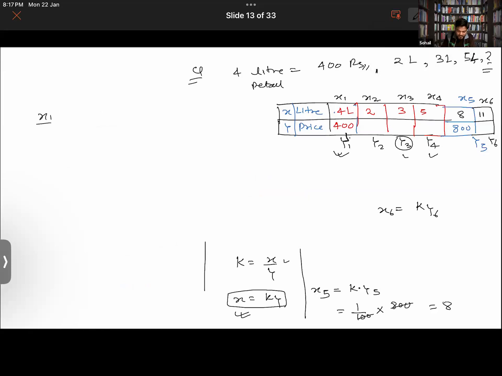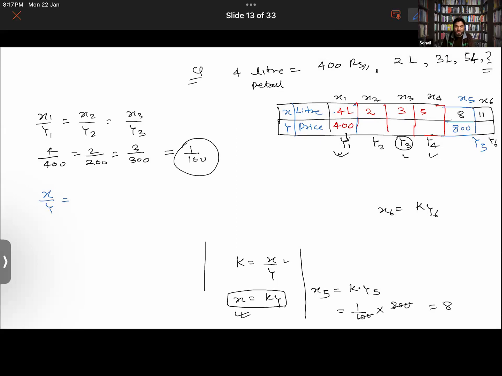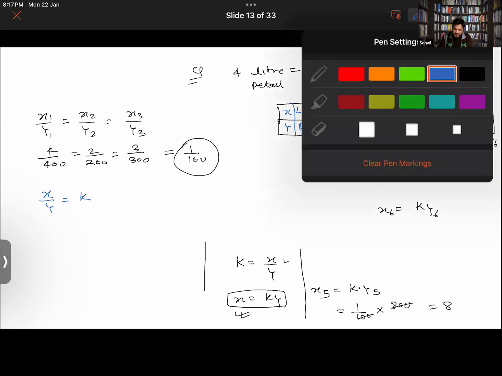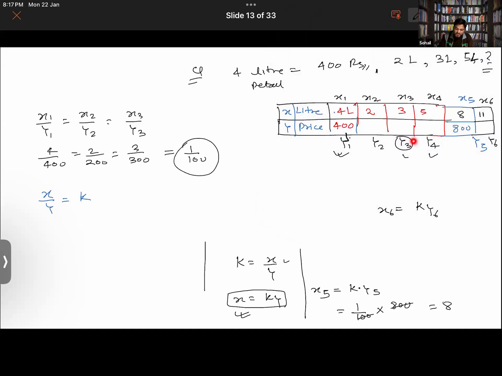So x1 upon y1 equals x2 upon y2 equals x3 upon y3. That is, 4 upon 400, and then 2 upon 200, and then 3 upon 300. In every case, we are getting 1 upon 100. So that is a constant value, right? So I can sum it up as x upon y is 1/100, which we get the same in every case, that is constant. x upon y equals a constant value. Getting it now? Now this question could have been solved using this formula.